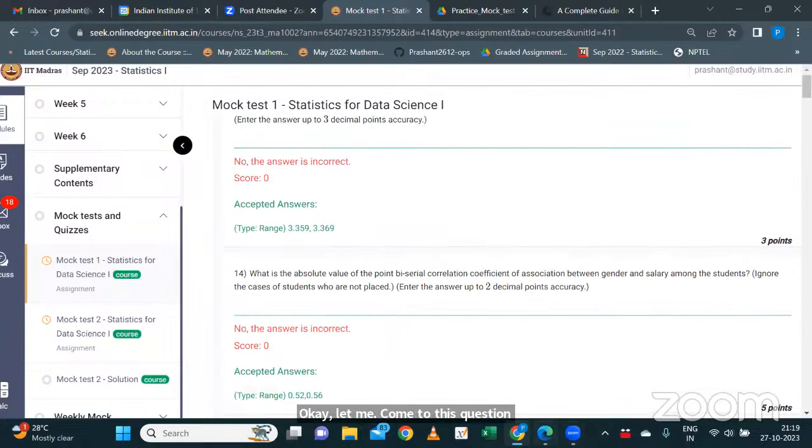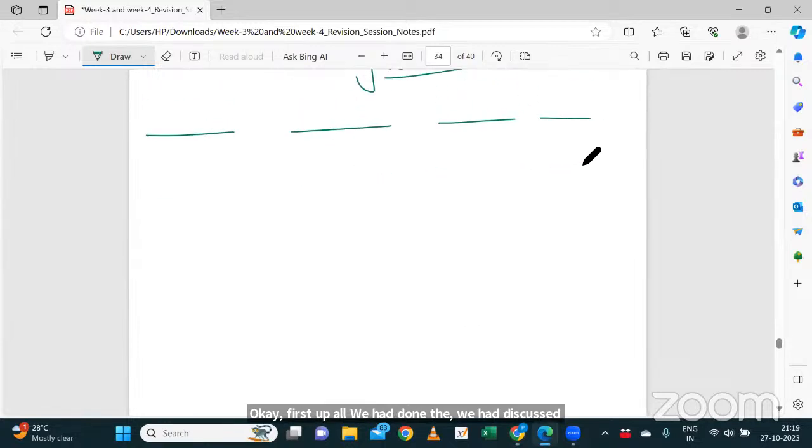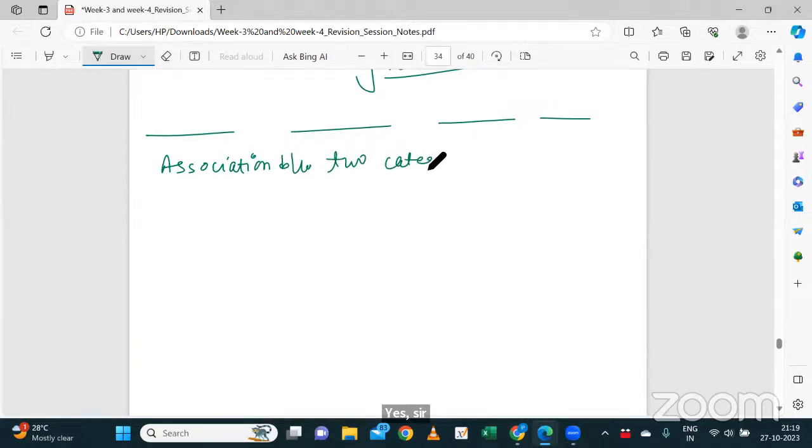Okay, first of all, we had discussed association between two categorical variables, right? How will you identify association between two categorical variables? By contingency table. I will see if all the row relative frequencies or column relative frequencies are the same, then the variables will not be associated. If the row or column relative frequencies are not the same, then the variables are associated, right?